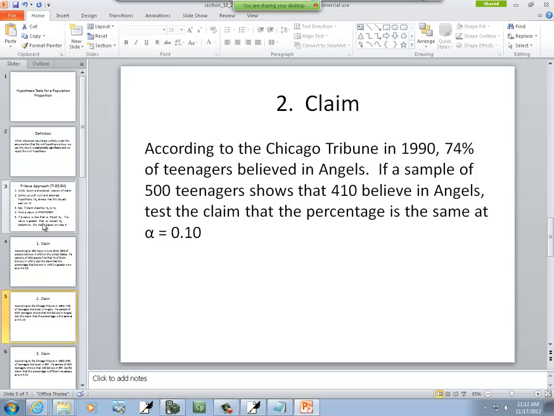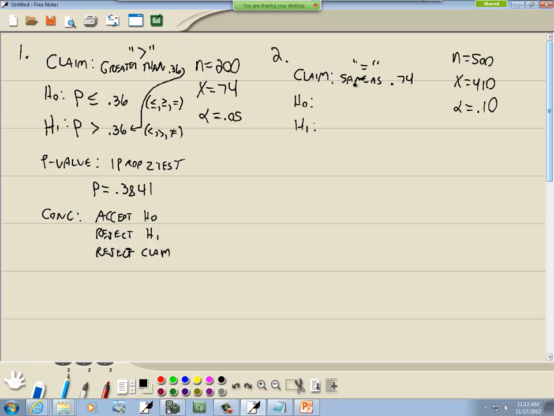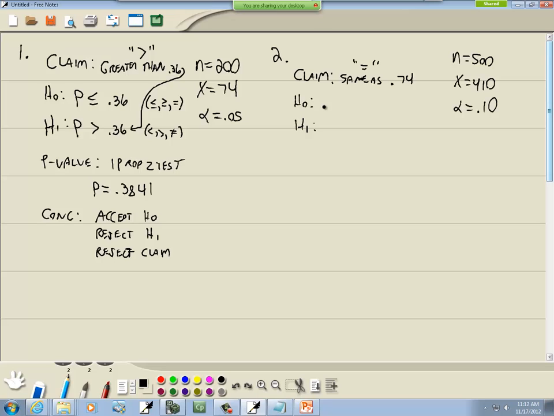So let's go through our steps now. Step 1, write down a shortened version of the claim. Yeah, we did. H naught, come up with null and alternate hypothesis. H naught is our null. And equals goes on this. So we got P equals. And this will be P is not equal to. So you see what symbol you get here, and then you decide where to put it. Do you put it on H naught or H1?